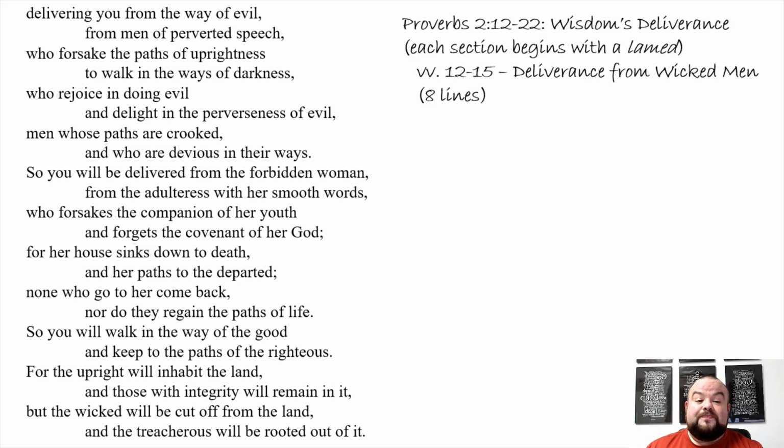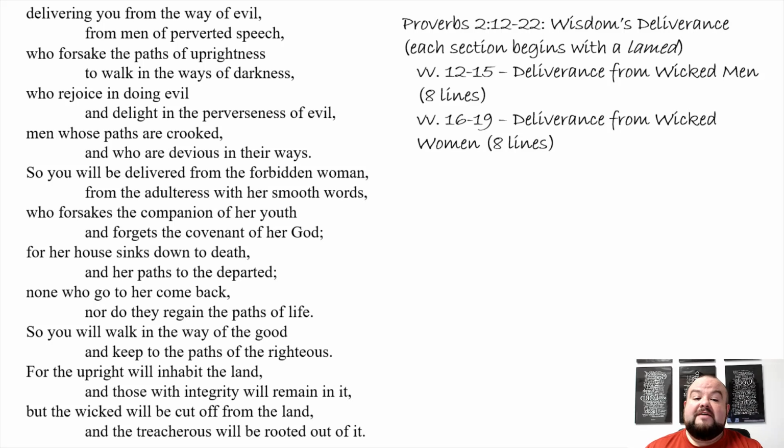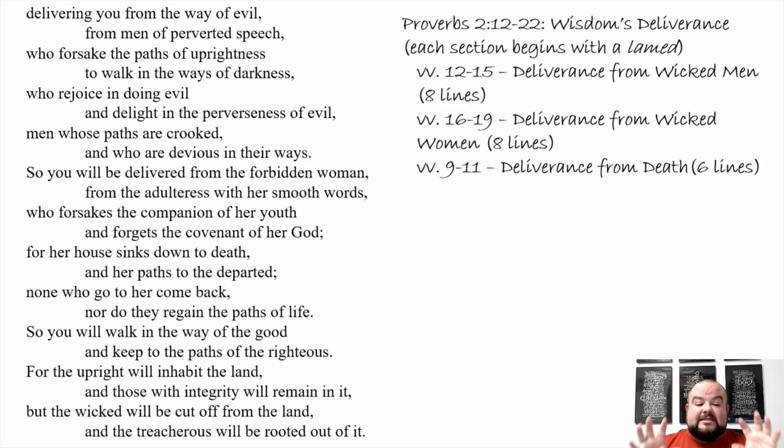And so in verses 12 through 15, we have deliverance from wicked men, and that makes up 8 lines. Verses 16 through 19, we have deliverance from wicked women. That makes up 8 lines. And then in verses 9 through 11, we have deliverance from death, which makes up 6 lines. And so it's a very nice, organized section. The chapter is broken in half, and we have a matching pattern here.